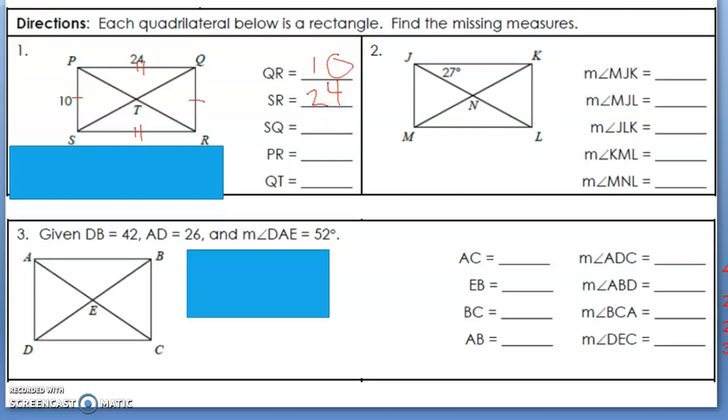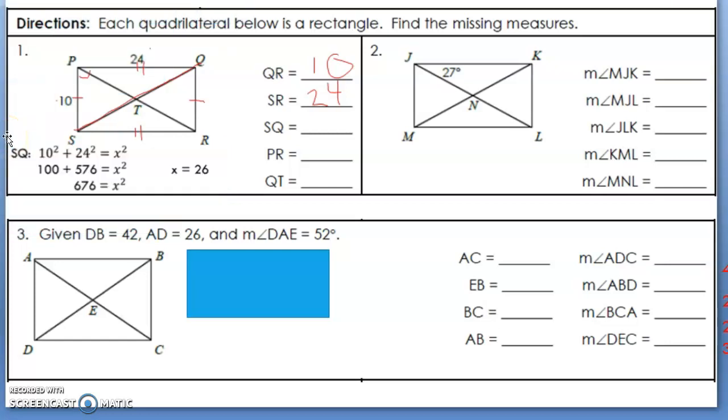Now SQ is the diagonal, and it's specifically this diagonal right here. So notice, we said this is a rectangle. Well, if I'm looking at that top triangle that's now formed, we have a right angle here. One side's 24, one side's 10. So because of that, we can use the Pythagorean theorem because we have a right angle and we know two sides. So we can call SQ X.